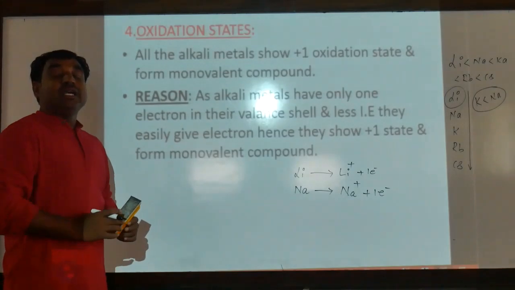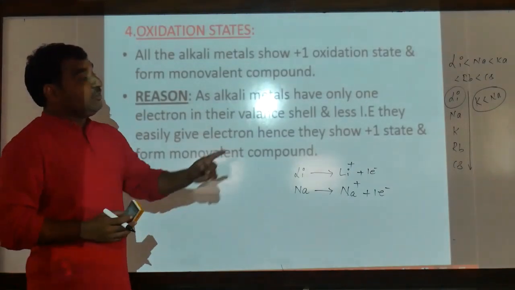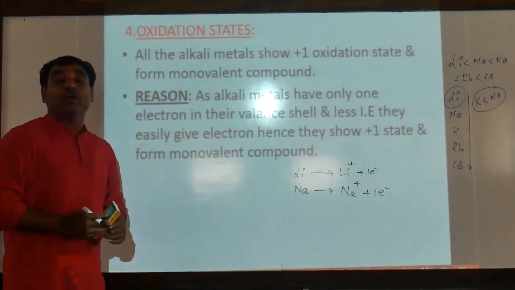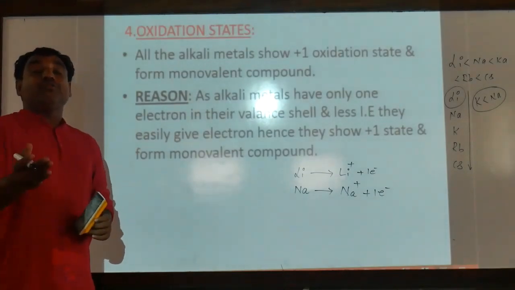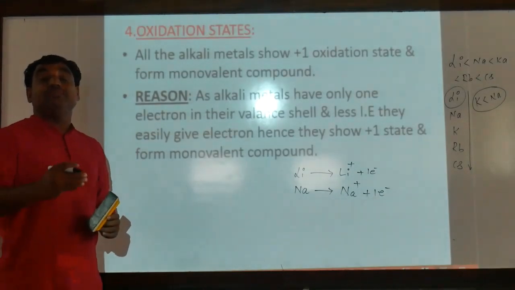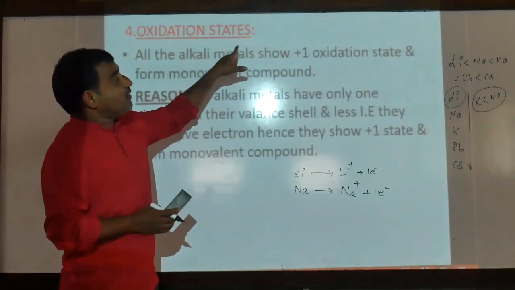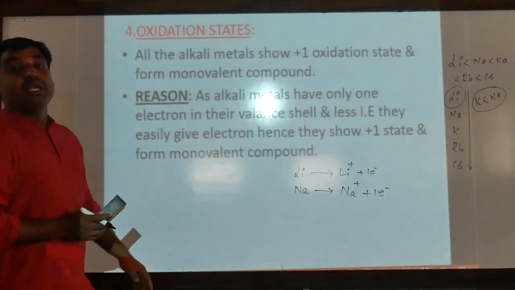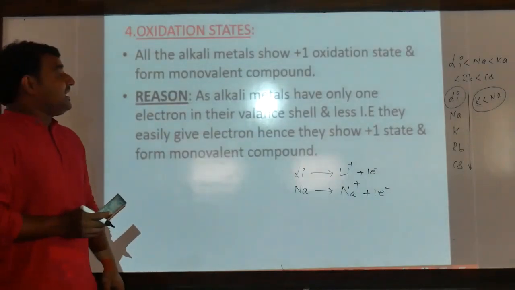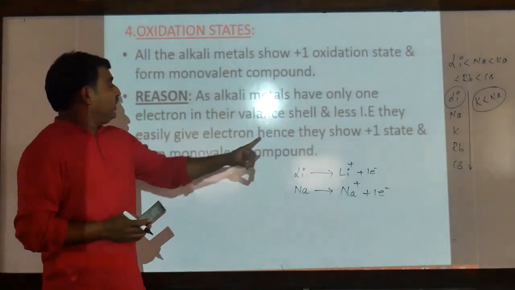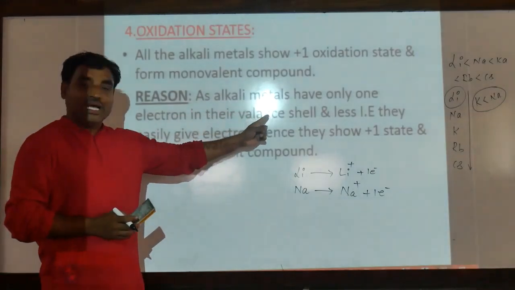Why? Because in the outermost shell, from lithium to cesium, there is one electron. After losing the one electron, a stable electronic configuration will be obtained. Hence the oxidation state of the first group elements will be +1. The reason behind that is that alkali metals have only one electron in the valency shell, as we already discussed.